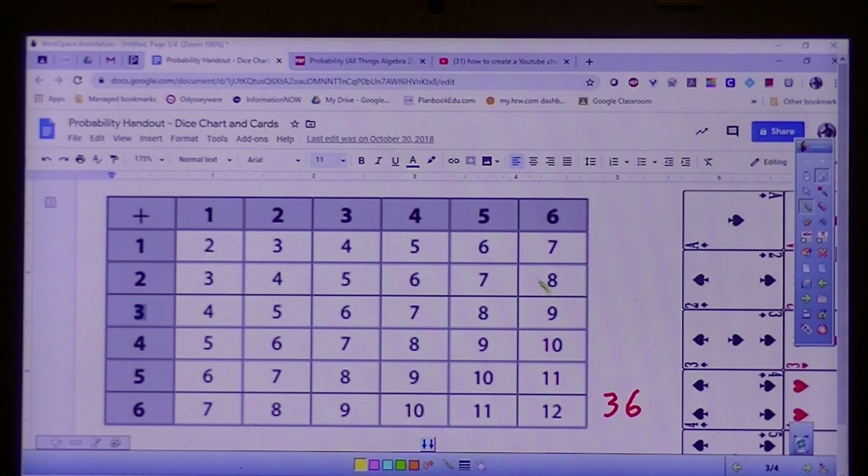Well, we get 3 times 6, 4 times 5, then 5 times 4, and then 6 times 3. So it looks like we're going to have 4 out of 36 possibilities here. Okay?